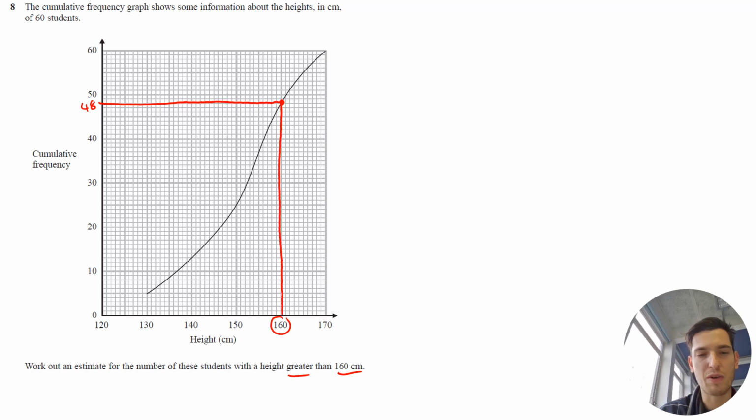But I actually want greater than 160. So I think I'm going to have to look at more than 48, or the difference between 60 and 48, and that is equal to 12. So you need to be careful that you subtract it from 60, which is the total number, to get your answer, which is 12.